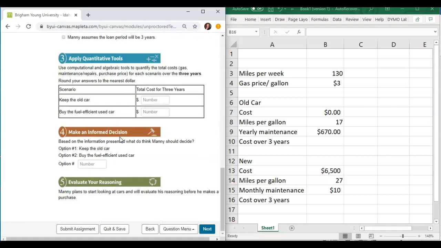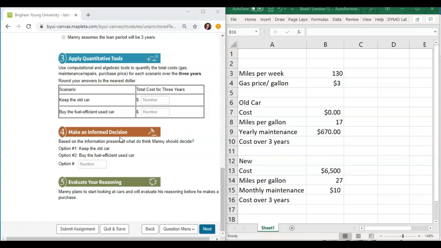Next one. Step 3 is apply quantitative tools. So we're going to use computational and algebraic tools to quantify the total cost using gas, maintenance, repairs, and purchase price for each scenario over 3 years. Round your answer to the nearest dollar.